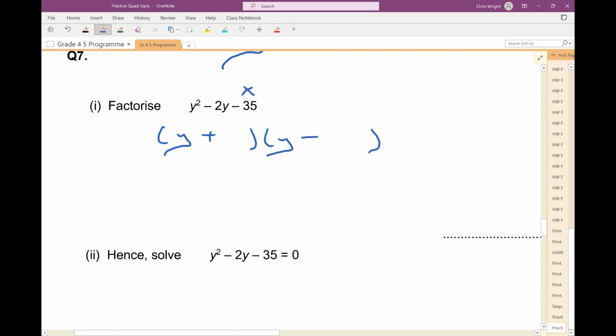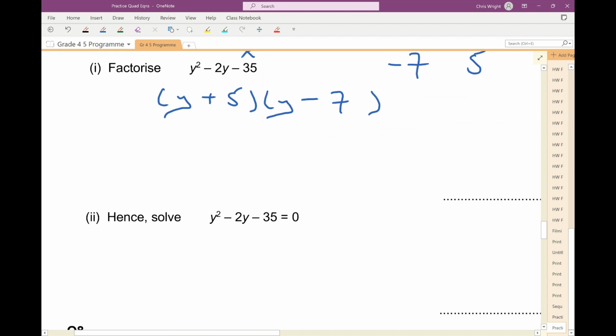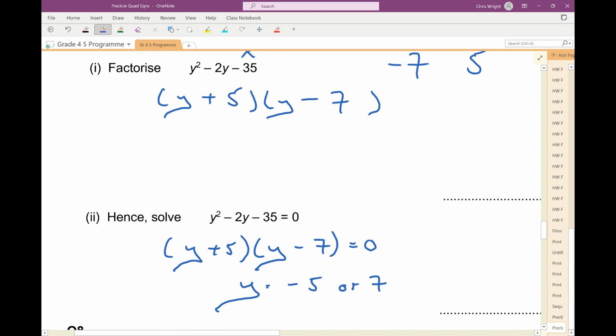You could do a minus and a plus. Now, two numbers that are going to give me that 35, and when one of them's plus and one of them's minus, I'm going to get minus 2. I'm thinking about 7 and 5, but I want minus 2y, so it'll be minus 7 and plus the 5. So now I can use that to help me solve this equation here. Sorry, y plus 5 and y minus 7 equals 0. So y equals minus 5 or 7.